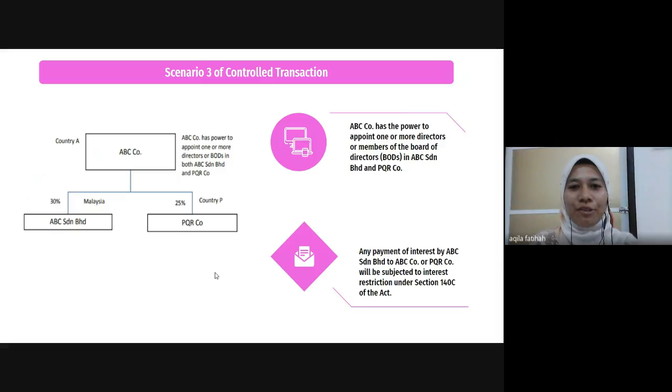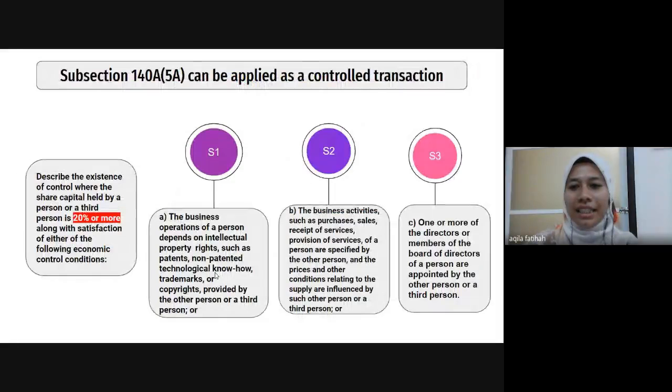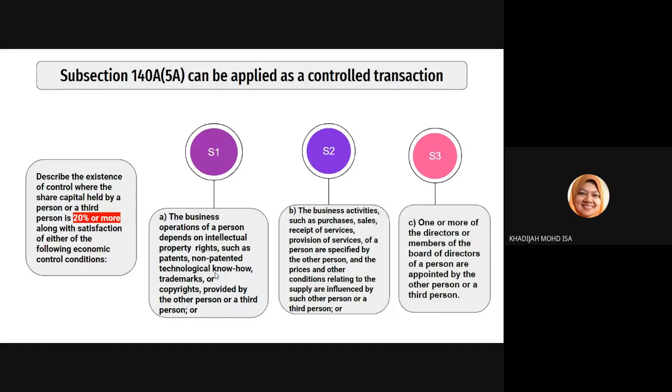Okay, next we go to scenario 3. So in scenario 3, ABC company. Before you do that, can you go back to scenario 3? Understand first what scenario 3 is. Then you look to the example. One or more of the directors or members of the board of a person are appointed by the other person. Okay, now you can go to the example.